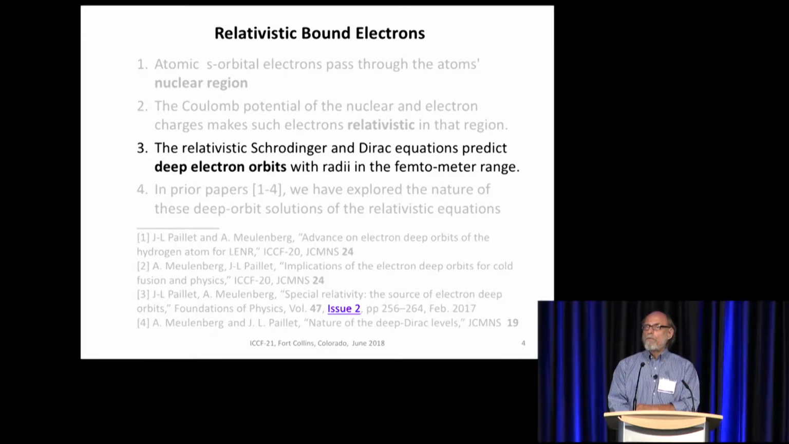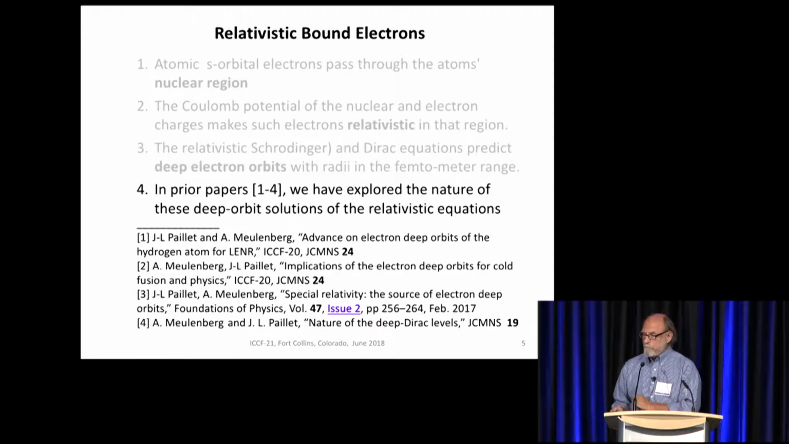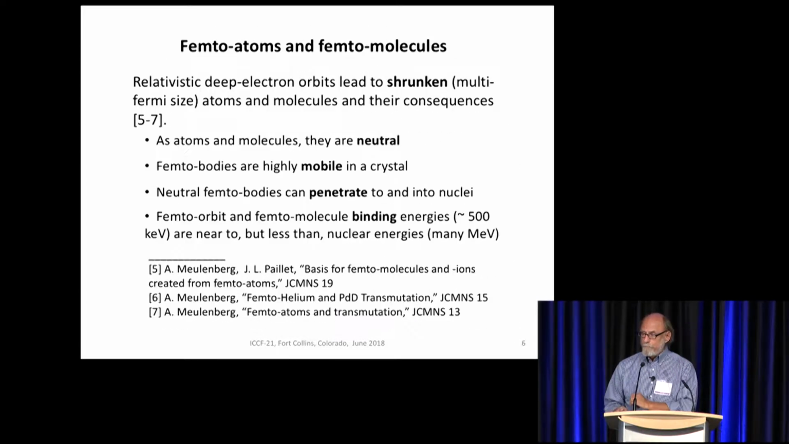The question is, do you have resonances there that will give you a stable orbit? Classical physics says you can have electrons in this region, but they're not stable there. In prior papers, we explored the nature of the deep orbits and the relativistic equations.